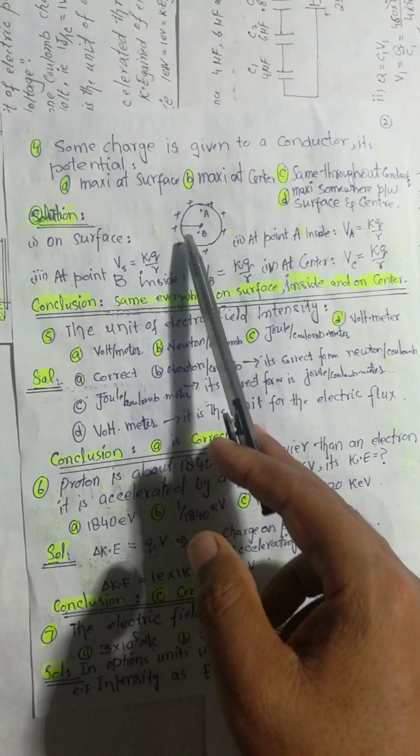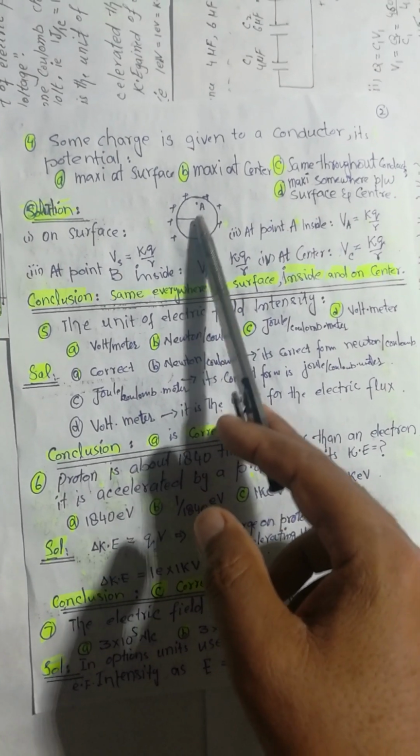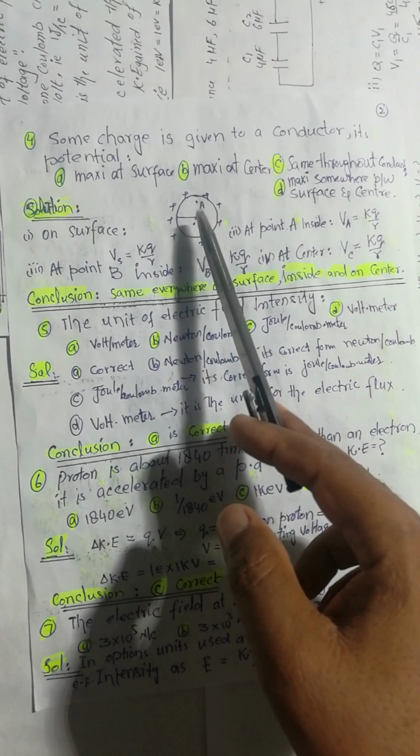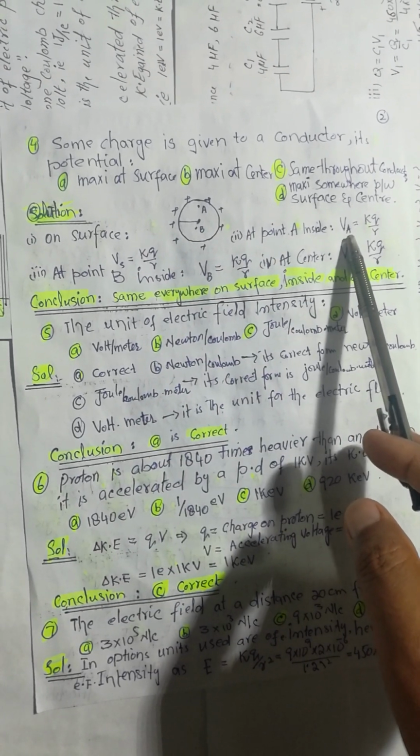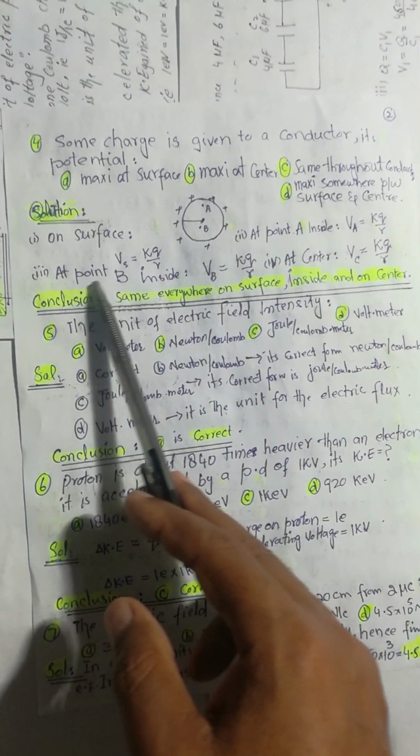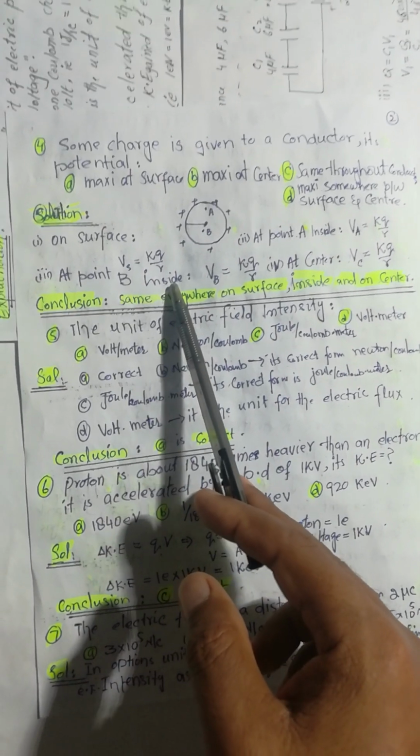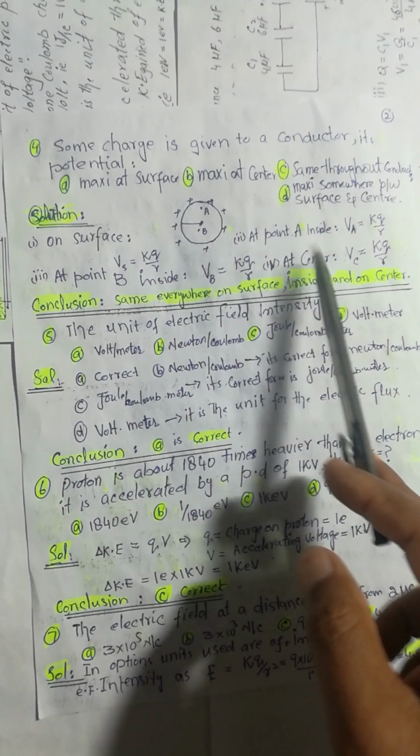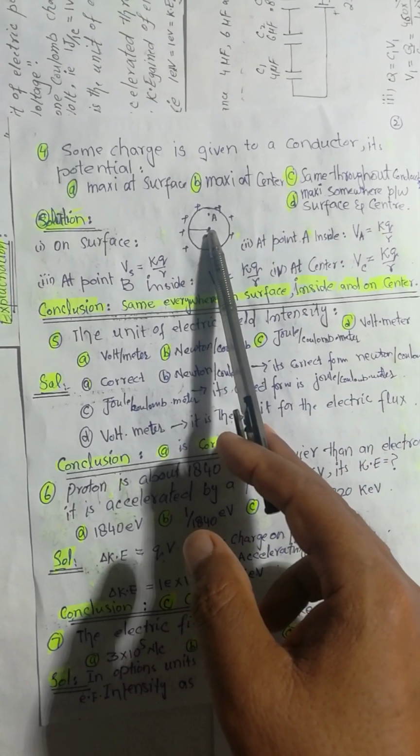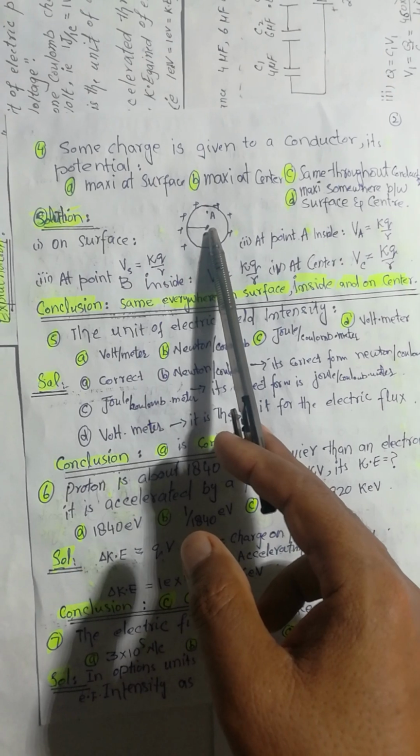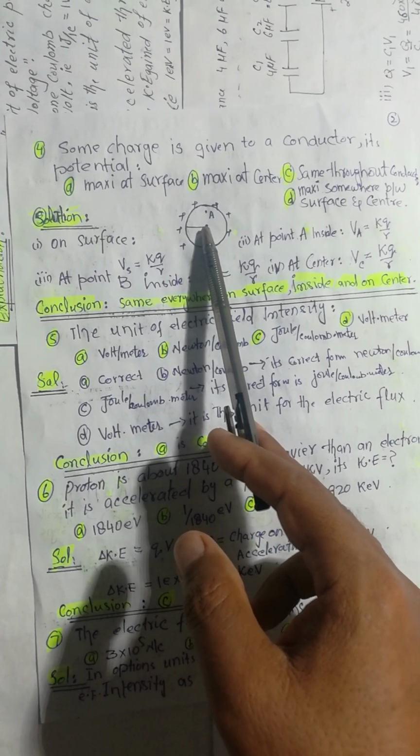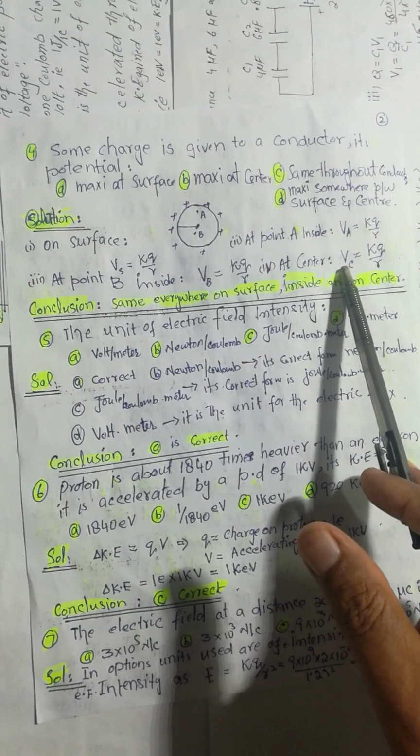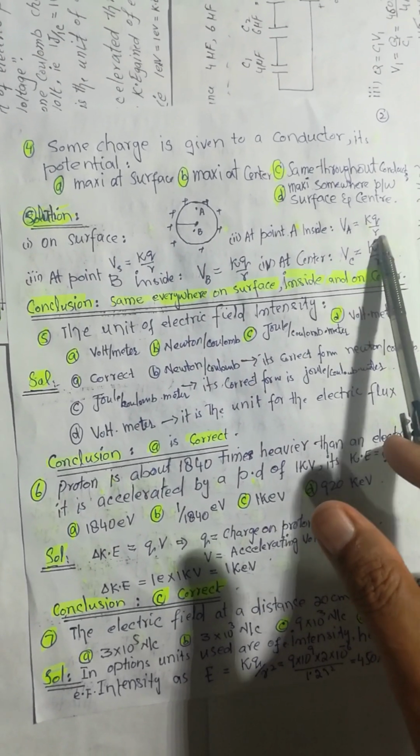We have taken A and B, any 2 points inside the conductor. At point A inside the conductor, potential would be kq by r, and at point B inside, potential will be kq by r. And also if we want to find the value of the electric potential at the center of the conductor, this will also come out to be V_C equals kq by r.